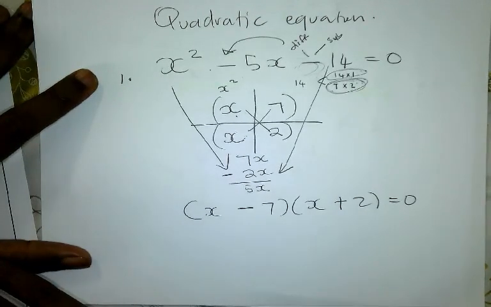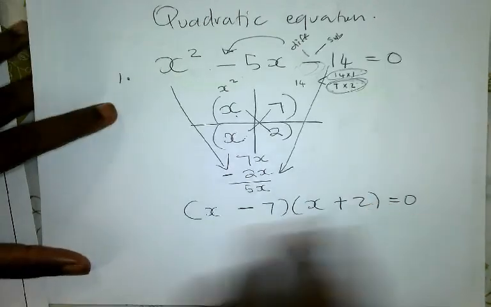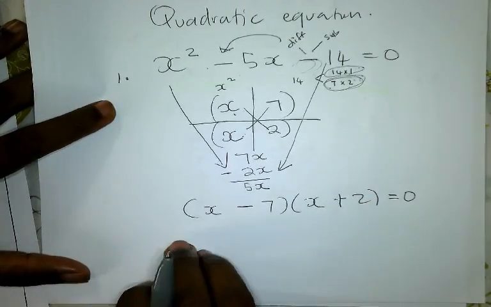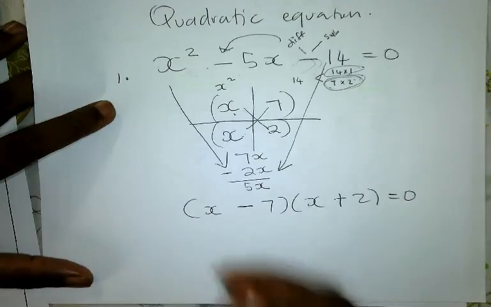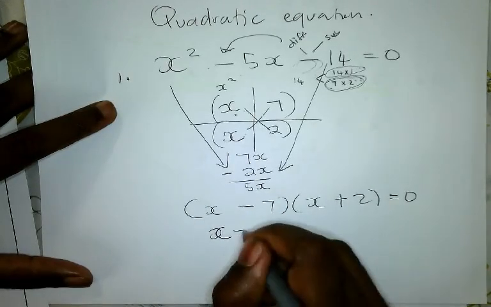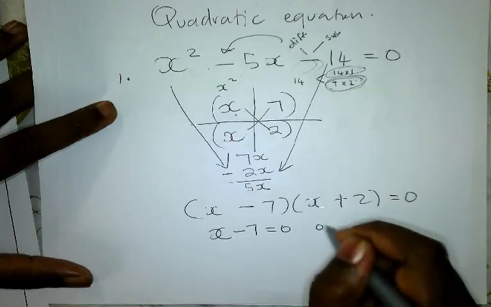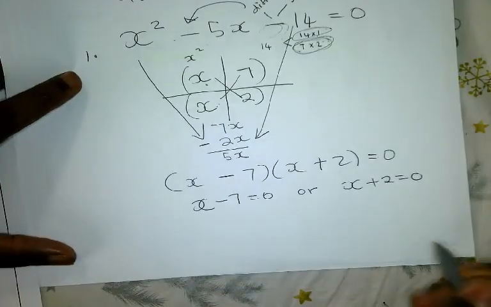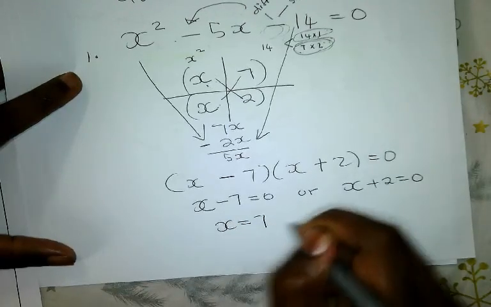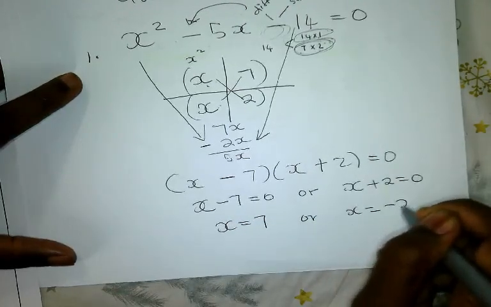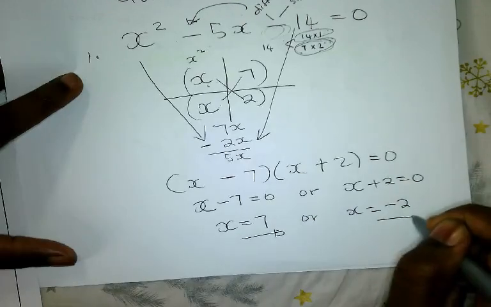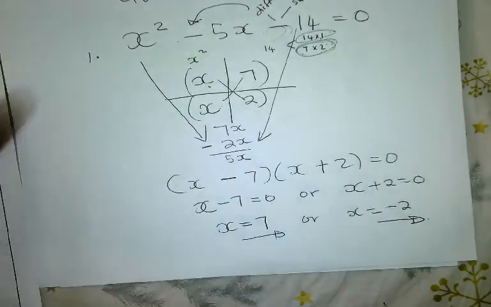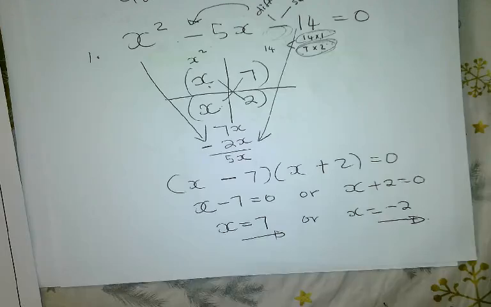And then once I'm here, I equate everything to 0. Each bracket I make equal to 0. So I say, what's inside this bracket? x minus 7, I make it equal to 0, or x plus 2, I make it equal to 0. Therefore, x is 7 or x is minus 2. Can you see, guys? Wonderful. The beauty of maths. So we call this the zero factor law. You equate each bracket to 0 at the end.